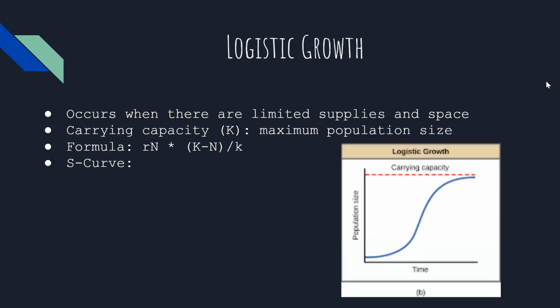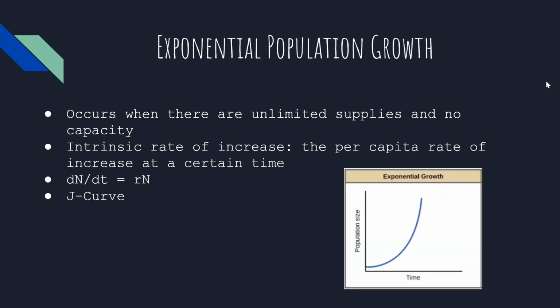So we have two main types, exponential and logistic growth. We'll start with exponential population growth. This occurs when there are unlimited supplies and no carrying capacity. Carrying capacity is the maximum number of organisms you can have in a certain area, dictated by the supplies and resources that you have. Intrinsic rate of increase is the per capita rate of increase at a certain time. dN over dt equals r times N, and this is called a J curve. It's called a J curve because it looks like a J. The population size just keeps increasing faster and faster as time increases.